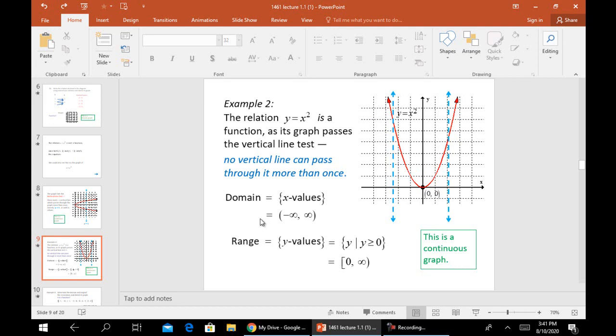So in this case, the domain would be the set of all values of x for which we can compute x squared. For any given x value you can compute x squared. So the domain would be all real numbers. And since x squared is always non-negative, x squared cannot be negative, we see that y is always non-negative. So the range would be the set of all y values, and y has to be non-negative.